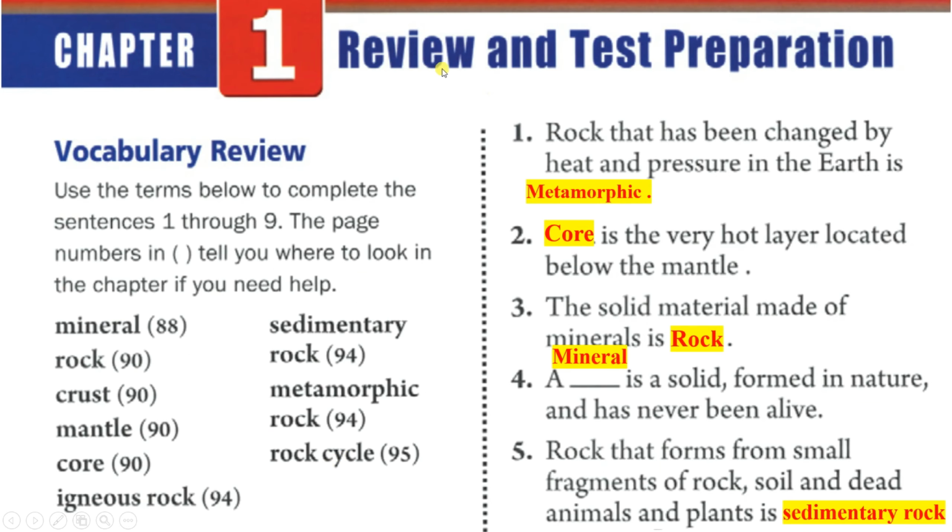Chapter 1. Review and test preparation. Vocabulary review. Use the terms below to complete the sentences 1 through 9. The page numbers tell you where to look in the chapter if you need help. Mineral. Rock. Crust. Mantle. Core. Igneous rock. Sedimentary rock. Metamorphic rock. Rock cycle.